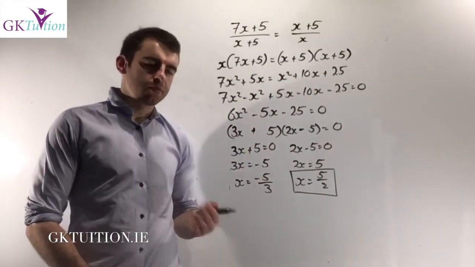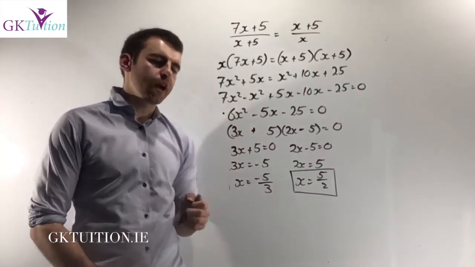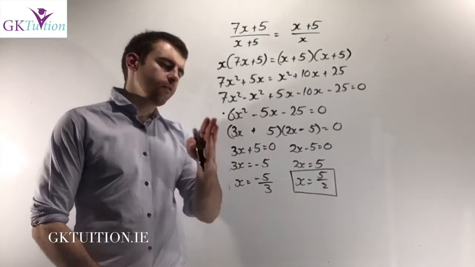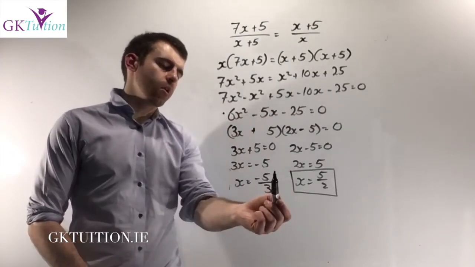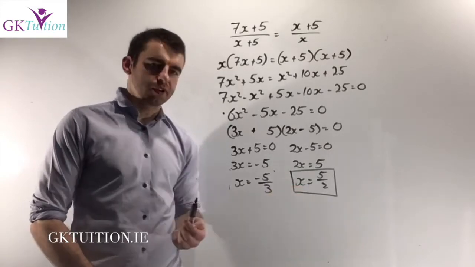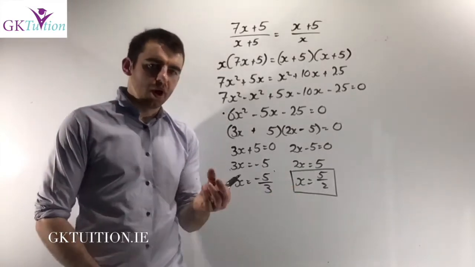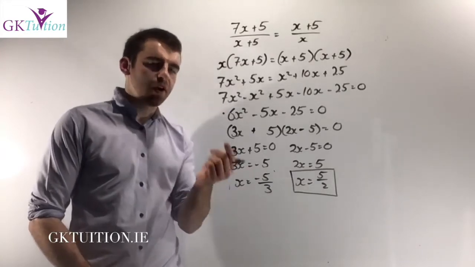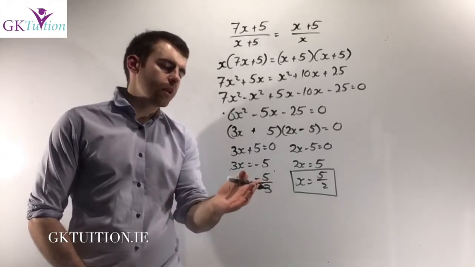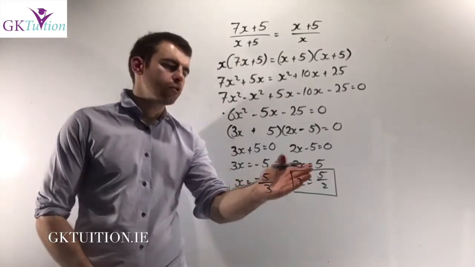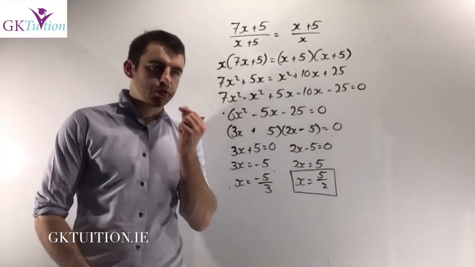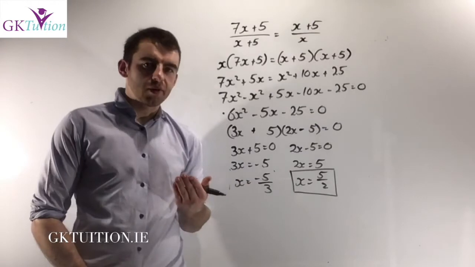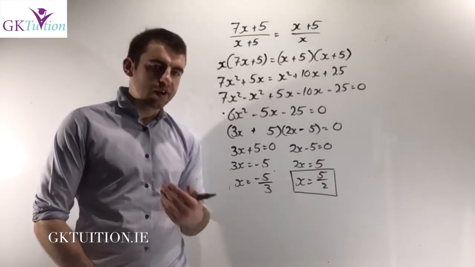If you multiply this out and move everything to one side, you end up with a quadratic equation: 6x squared minus 5x minus 25 equals 0. If you factorize and solve this, you get x equals minus 5 over 3 or x equals 5 over 2. In other words, there's two possibilities here. Given the three terms we were given, which was x, then x plus 5, then 7x plus 5, if you sub in minus 5 over 3, or if you sub in 5 over 2, those three terms will have a common ratio.